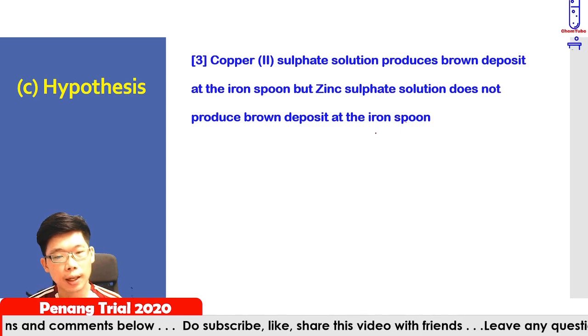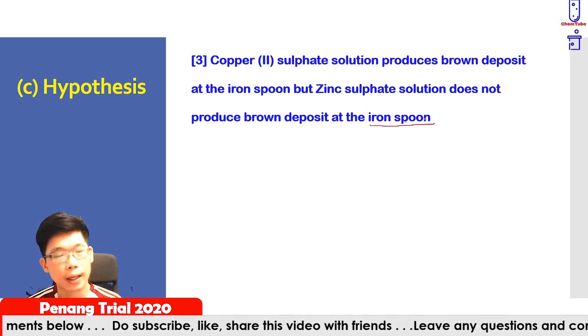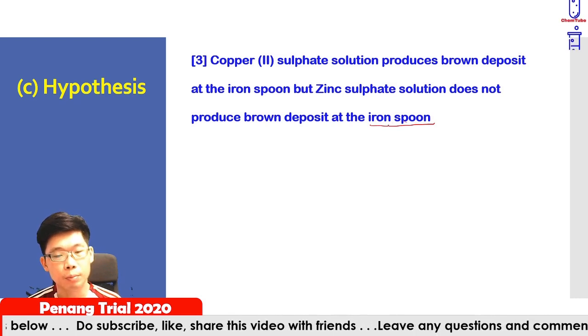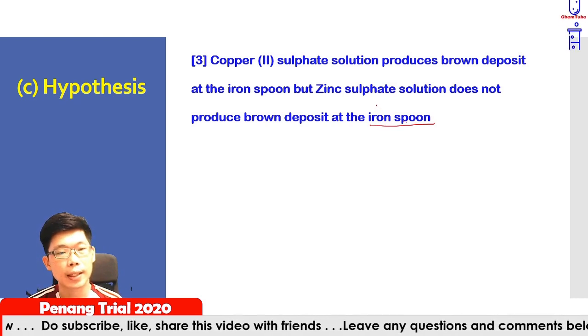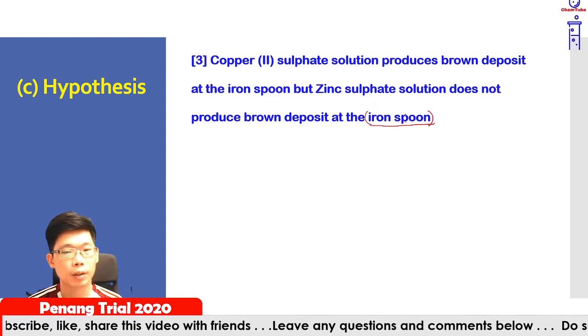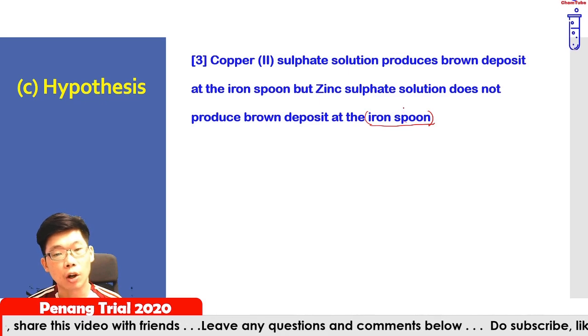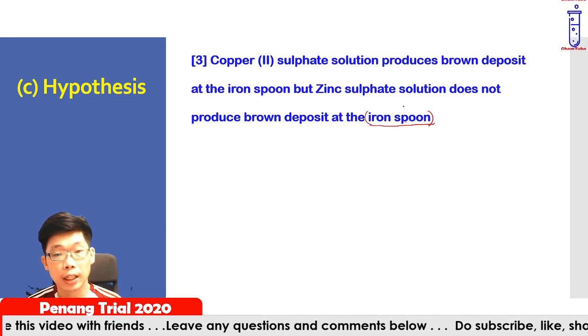Here we use the iron spoon as the object to be electroplated. We want to electroplate the iron spoon with copper. Here we also choose on our own. You also can change to a coin, or you can choose the key. Also can.